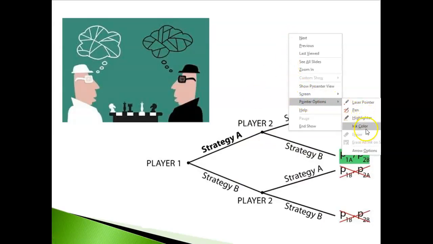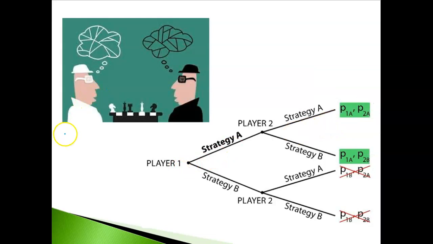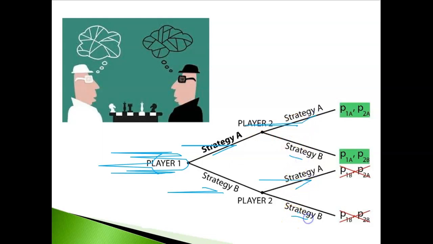And what they can do is choose which strategy they are going to do. So player 1 is trying to figure out, am I going to do strategy A or strategy B? And they make their decision. Then player 2 says, well, what am I going to do? Am I going to do A or B?